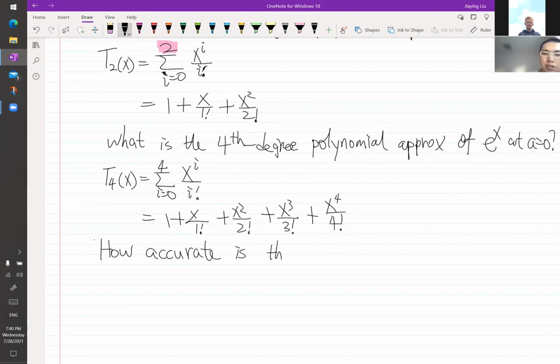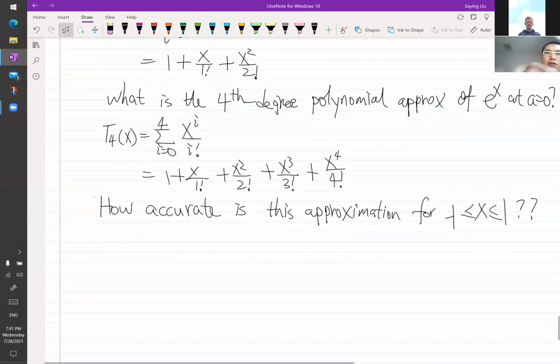How accurate is this approximation for a set of x values? For example, if we expand it at x equals 0, we want to know how accurate it is for x from -1 to 1. Okay, so let me draw a diagram to show what I mean here.